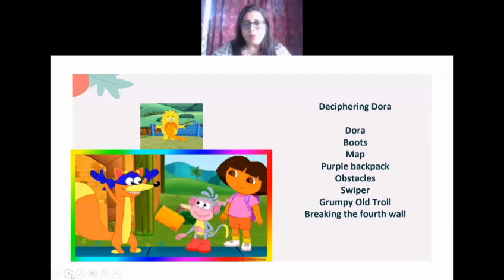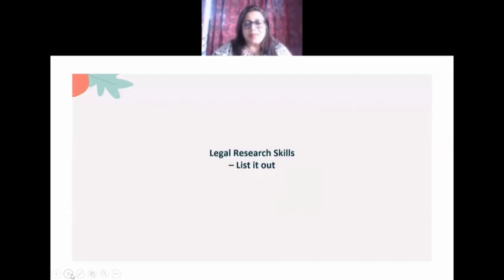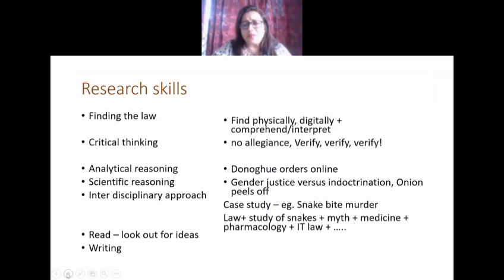I thought I must tell you about why this Dora and why this cartoon figure comes up all the time in a topic like teaching research and ethics. And legal research skills, if we list them out, a lot of research skills will come our way. A few I'm just taking and seeing how we can deal with this. How can we help Dora with these things? Finding the law is important. So finding it physically, digitally, comprehending it and interpreting it.